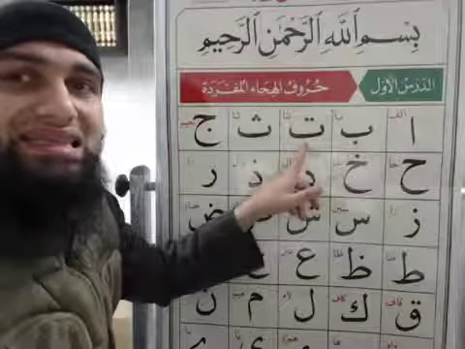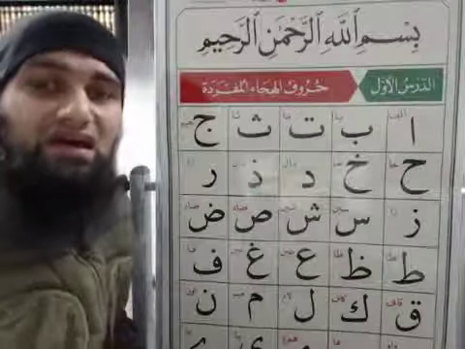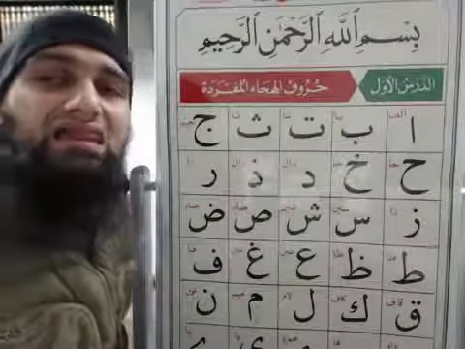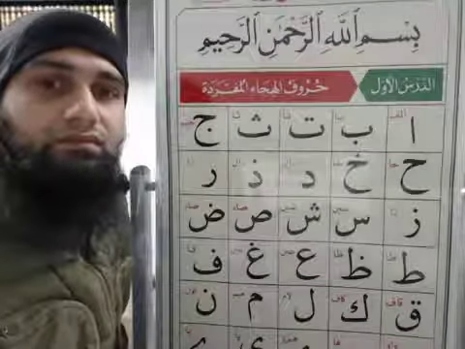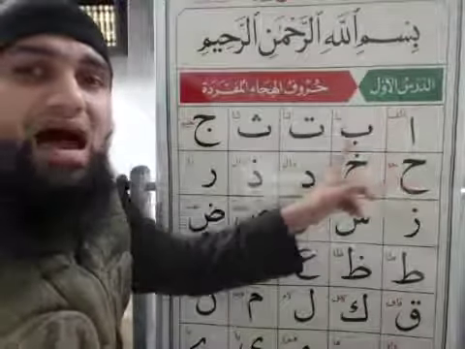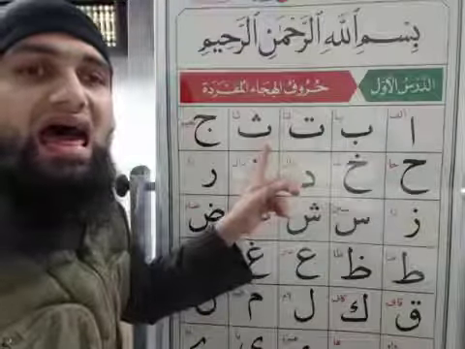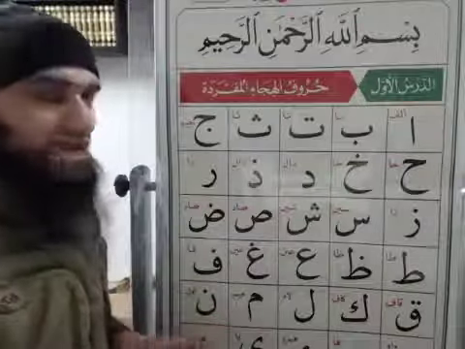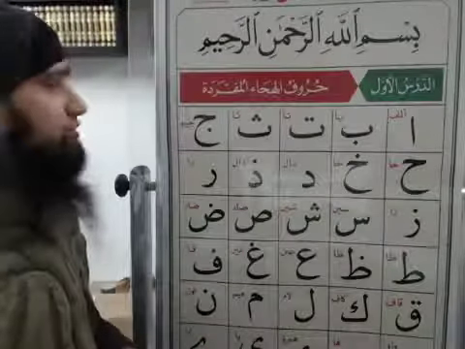Alif, ba, ta, fa, alif, ba, ta, fa. Okay, alif, ba, ta, fa. Very good. So we got 4 letters down. Moving on to the next letter.